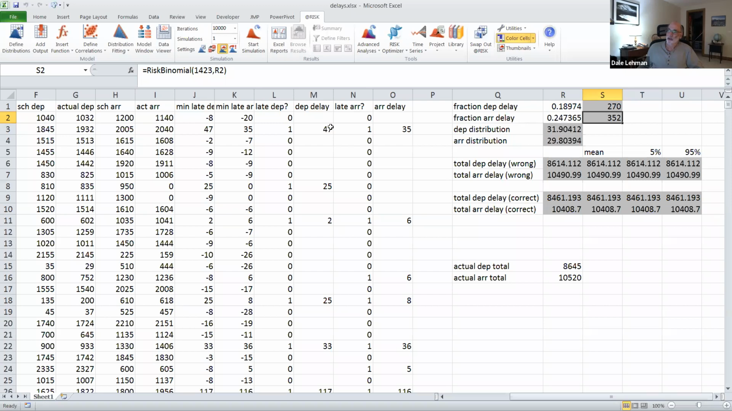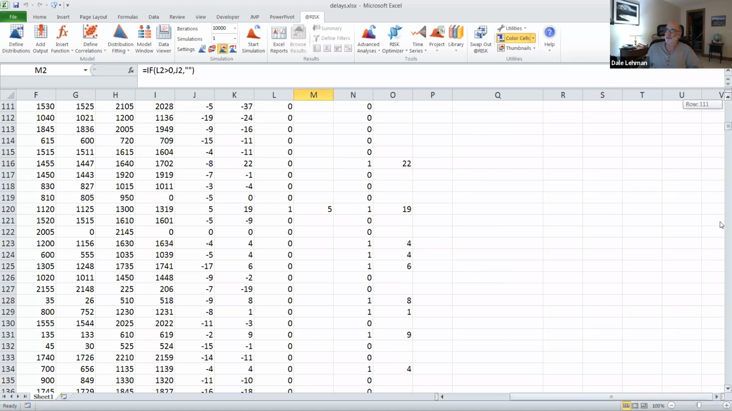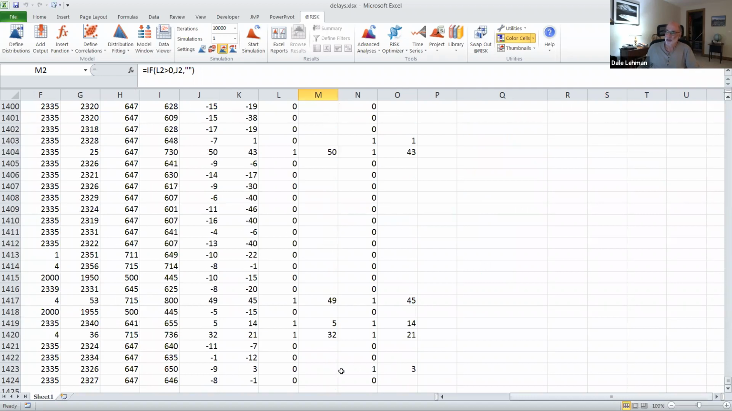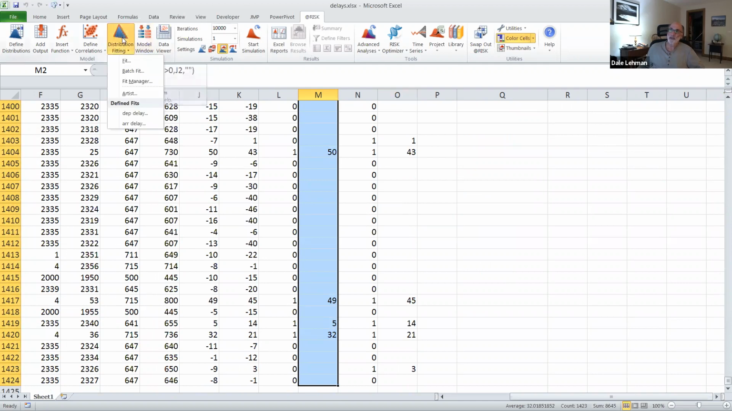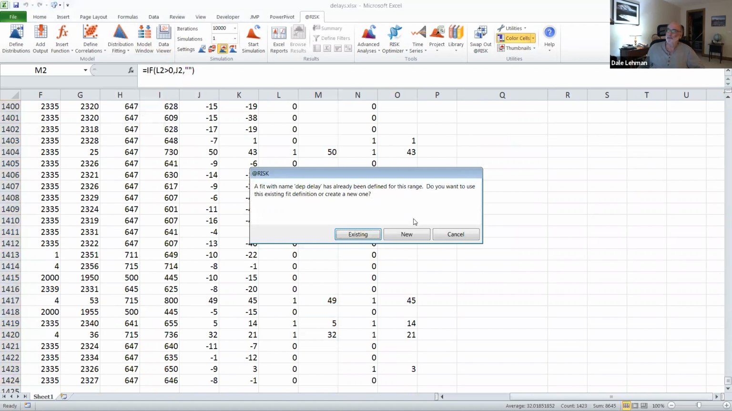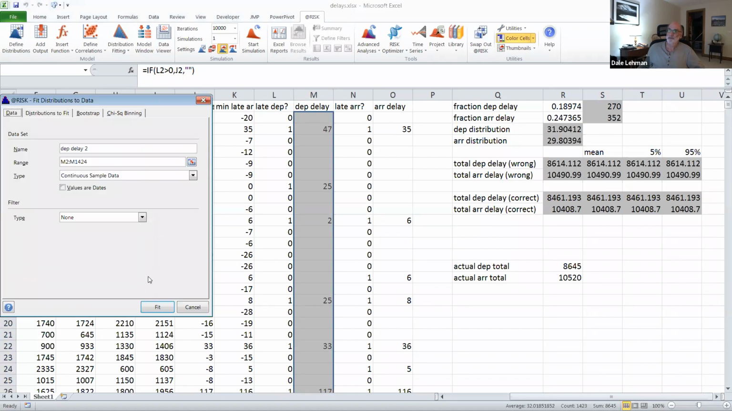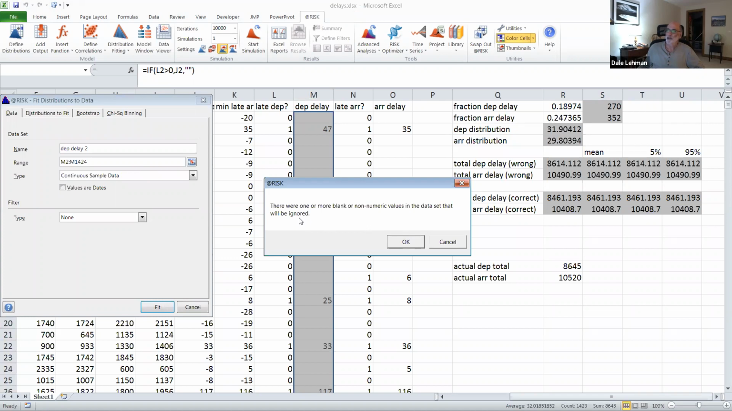So then what I did is I took column M, the size of the departure delay, and this is also why it's important to have the blanks in there. When you go to fit a distribution, notice this that comes up, this is exactly what you want. There are one or more blank cells, they will be ignored. If there were zeros, they would not be ignored. They would be used in the distribution.